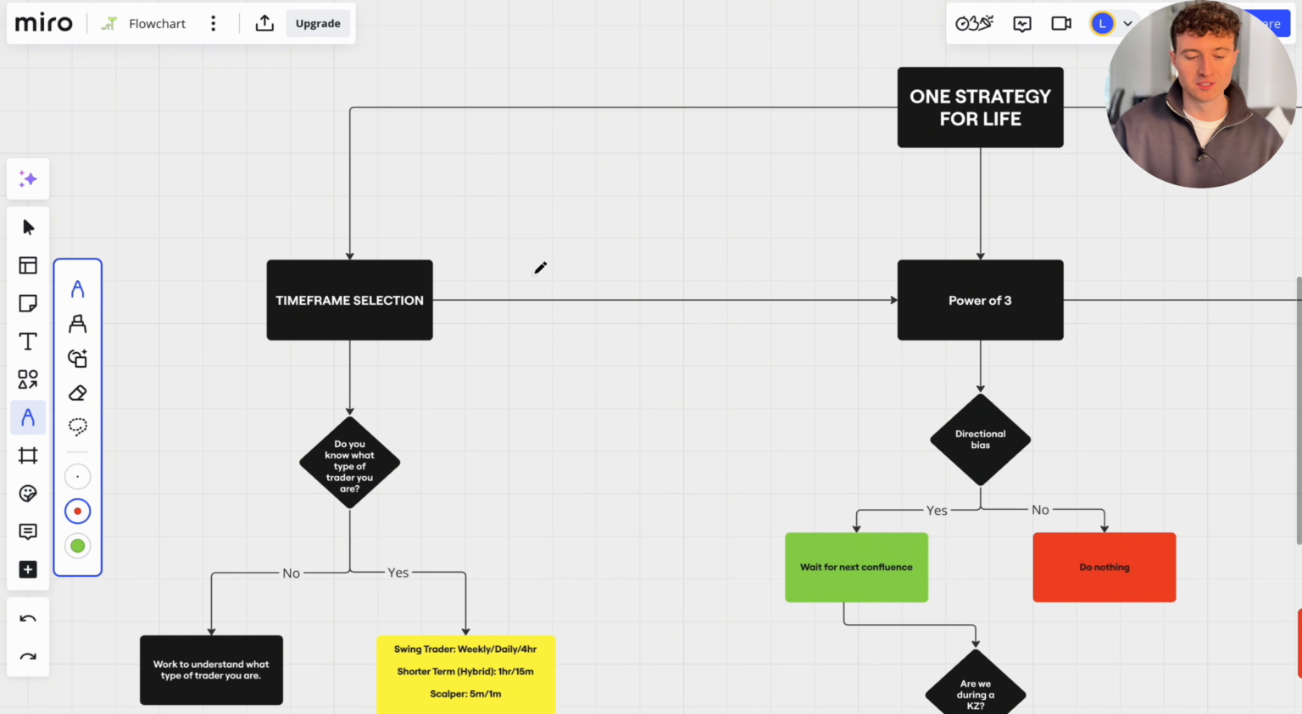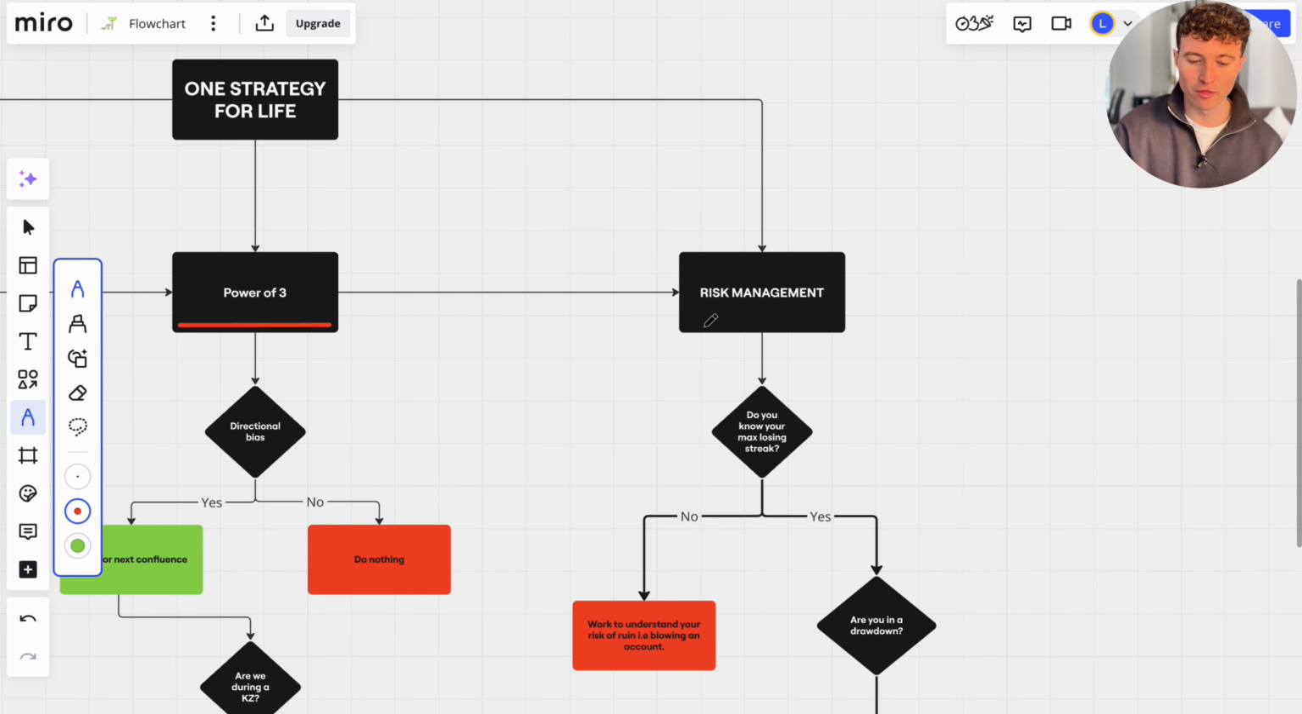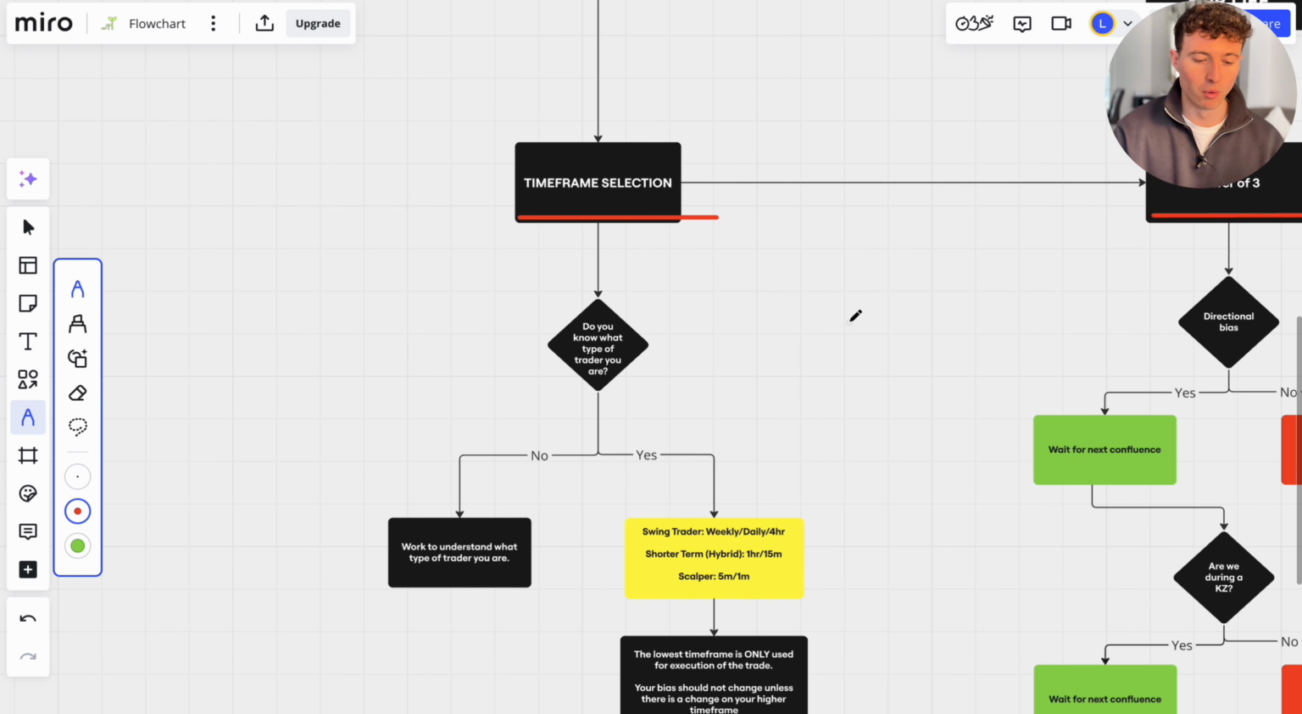I've broken it down into 3 steps. Step number 1 is time frame selection. Step number 2 is the power of 3. Step number 3 is risk management. The most important is step number 1, which is time frame selection.